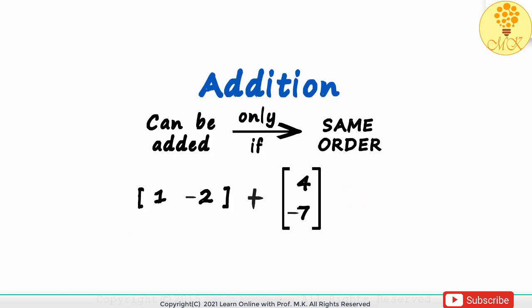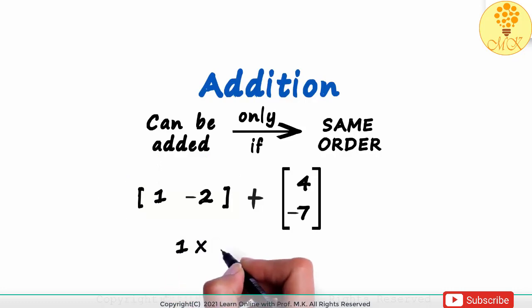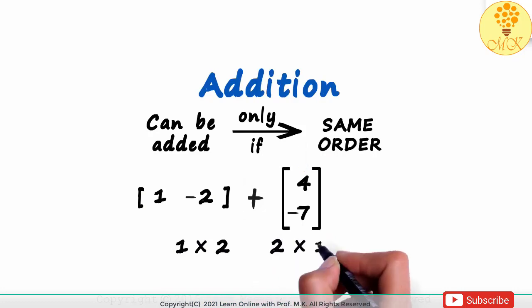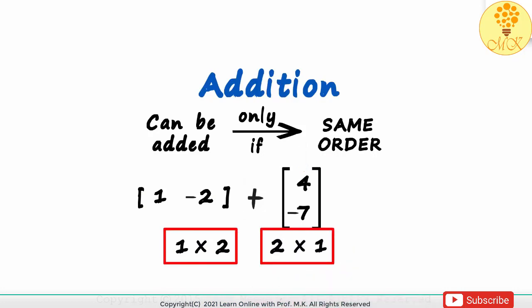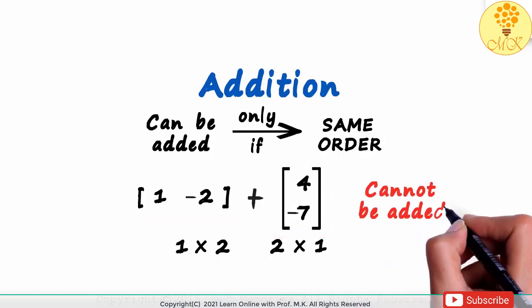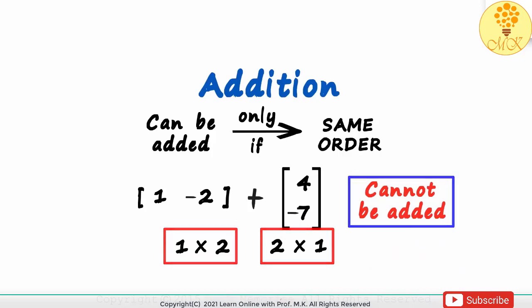To know if they can be added, we need to look at their orders. The first matrix has one row and two columns. Its order will be 1 by 2. And the second matrix has two rows and one column. Its order will be 2 by 1. Are the orders same? No, they are not. This tells us that these two matrices cannot be added. Orders different, cannot be added.